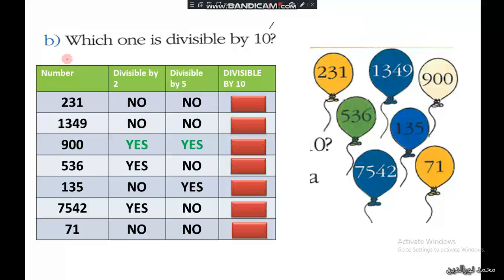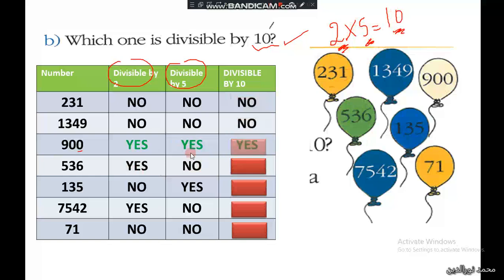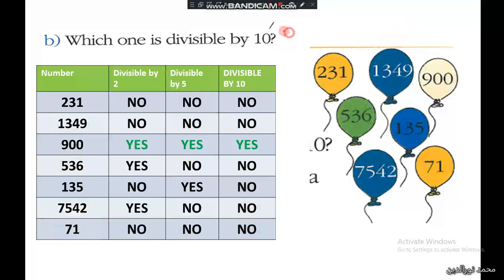And then the second question, which one is divisible by 10? For a number to be divisible by 10, it should have 0 in its ones, or be divisible by 2 and 5 at the same time. 2 times 5 equals 10. So a number which is divisible by 2 and by 5 at the same time is divisible by 10. So the number which is divisible by 10 is 900. So the answer of this question is 900.